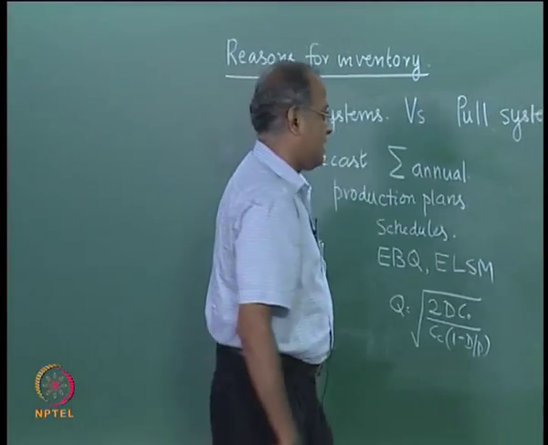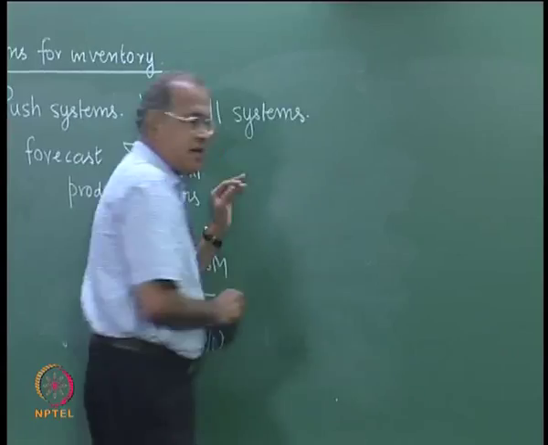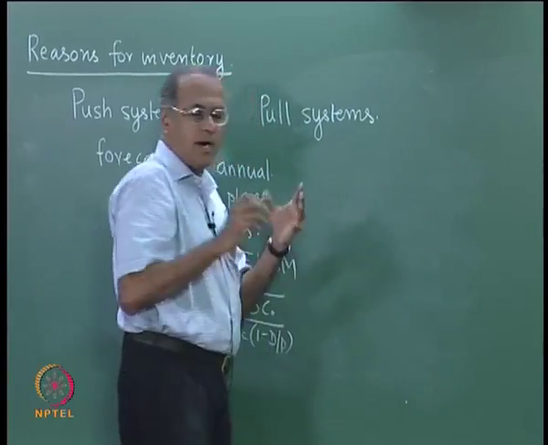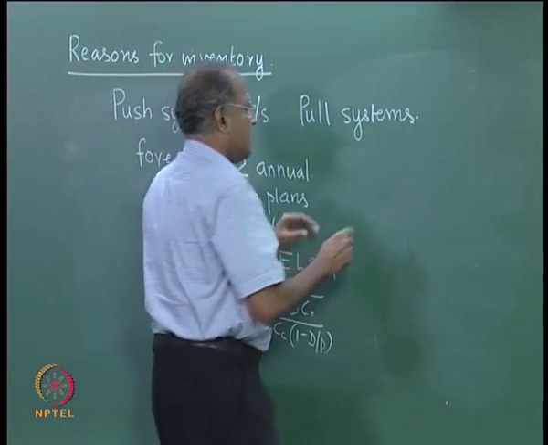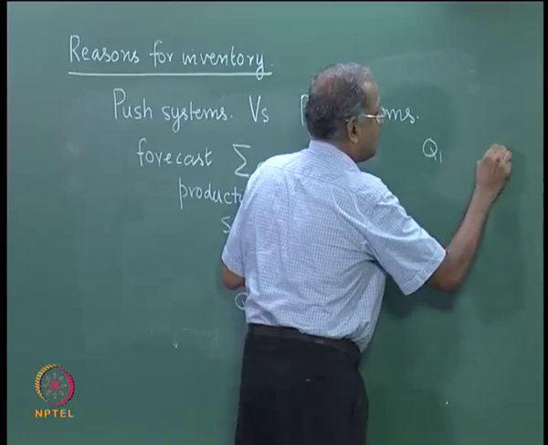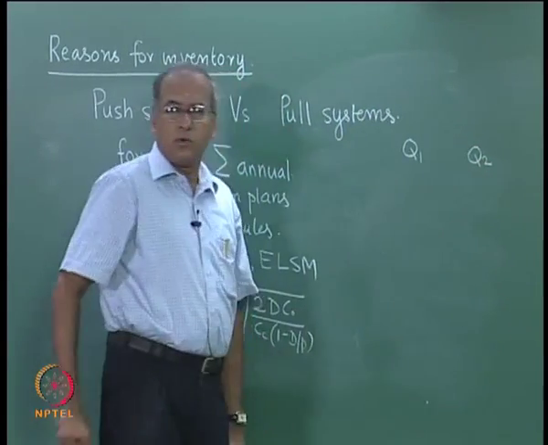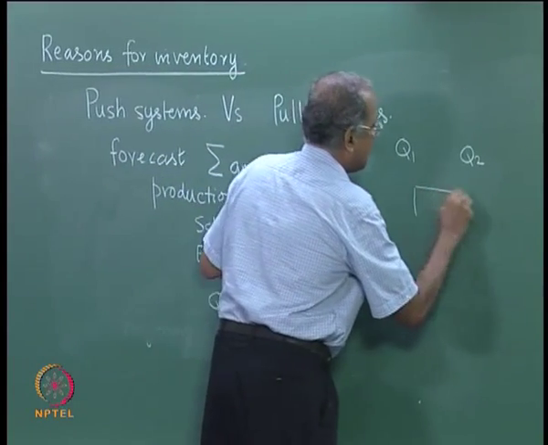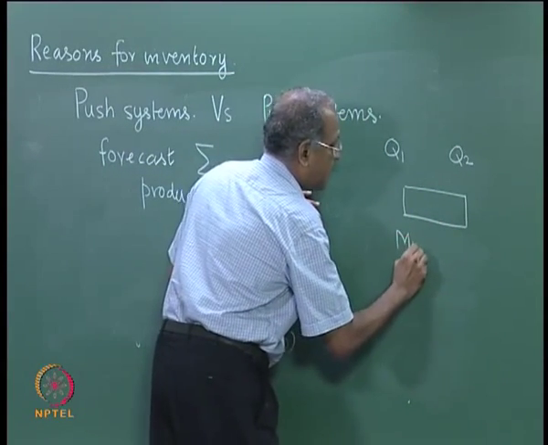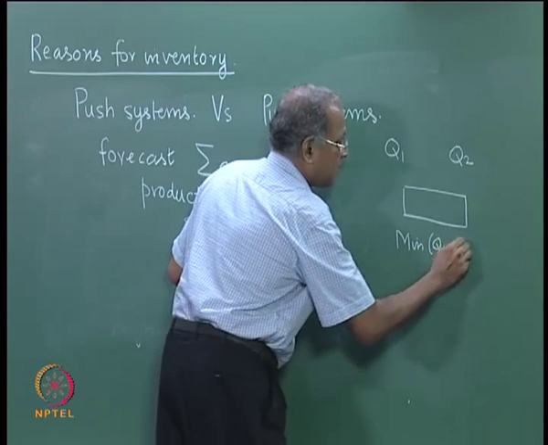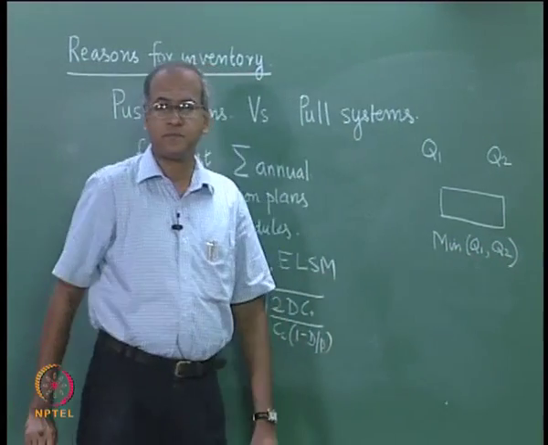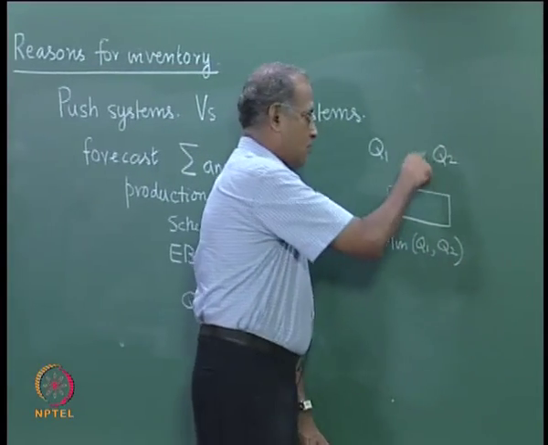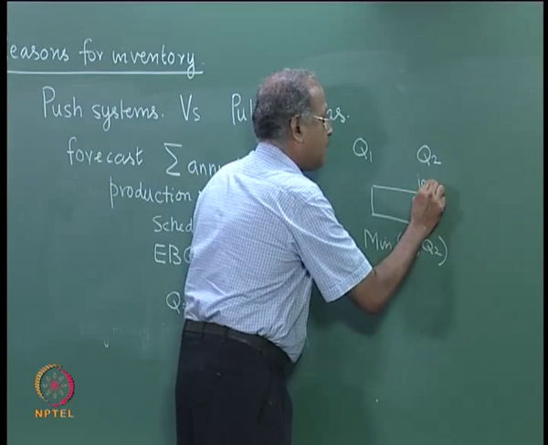Not only were order quantities large, even if we take a very simple system where there are two parts that go into an assembly, if we say the batch quantity for one of them is Q1, the other one is Q2, Q1 and Q2 will not be equal, and therefore the assembly would always produce minimum of Q1 comma Q2. And if we assume that Q2 is more, then there is an inventory buildup here.